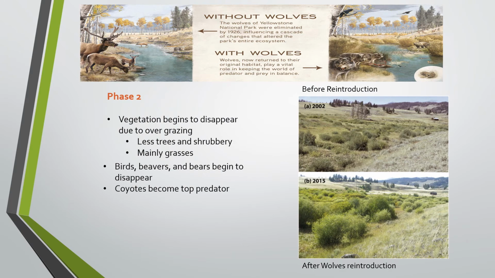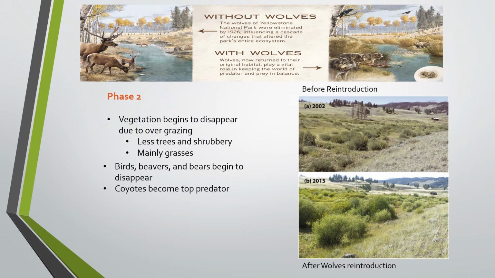In phase two, shrubbery begins to disappear along with grasses and trees, especially willow trees, as that is a very popular food among elk and deer. They have nothing to stop them from doing that, such as the wolves. And bears actually begin to disappear also because the deer and elk have now started taking all of the berries, all of the green stuff that they all eat, so the bears need to move and find a new place.